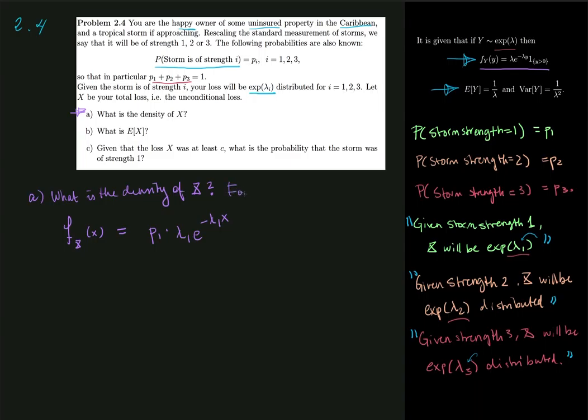And let's just write for X greater than 0, because then we don't need to write this indicator up here again and again. So with probability P1, the density looks like this. Now with probability P2, the storm has strength 2. And in that case, X will have the density lambda 2 multiplied by e to the minus lambda 2 x. And with probability P3, X will have the density lambda 3 multiplied by e to the minus lambda 3 x.